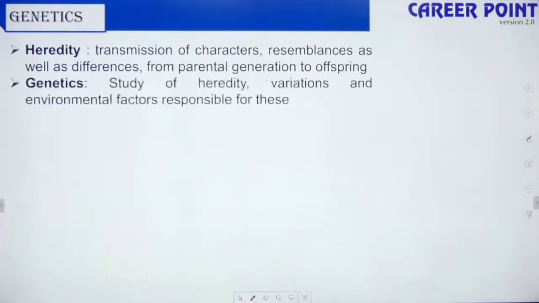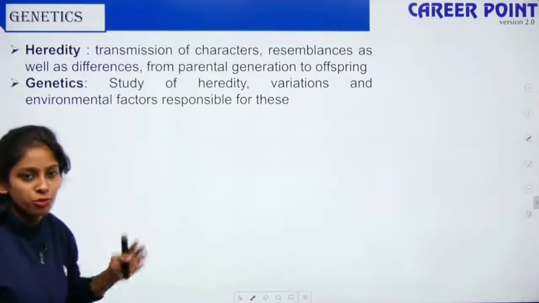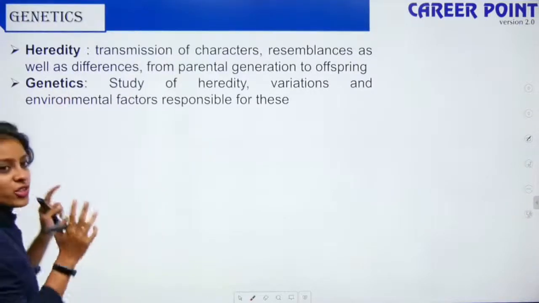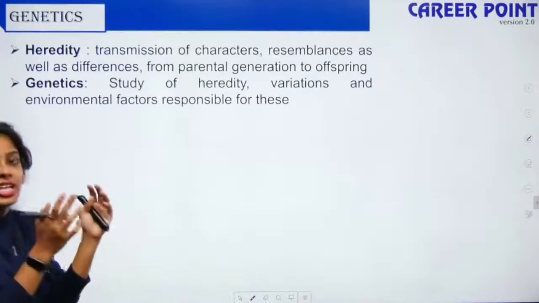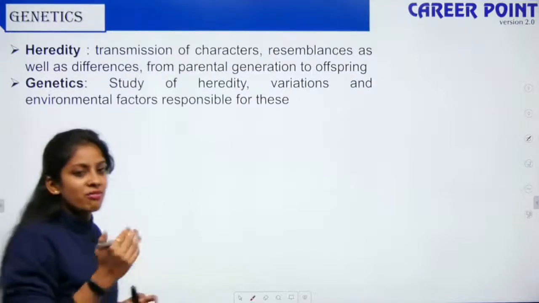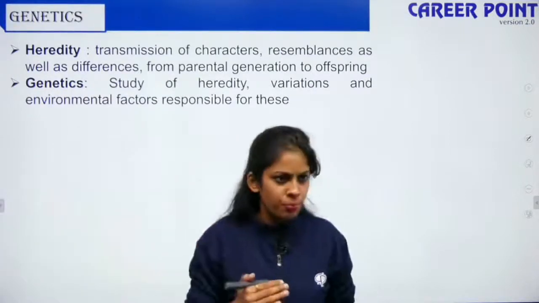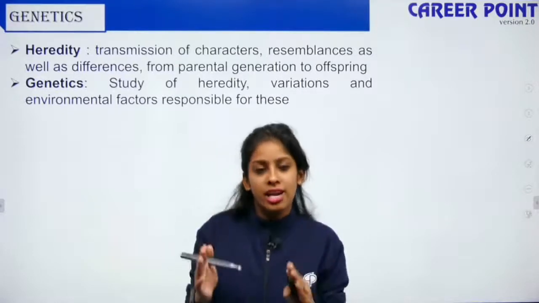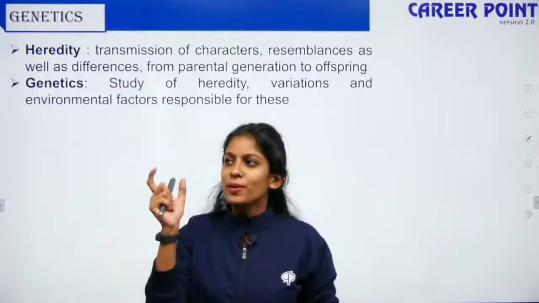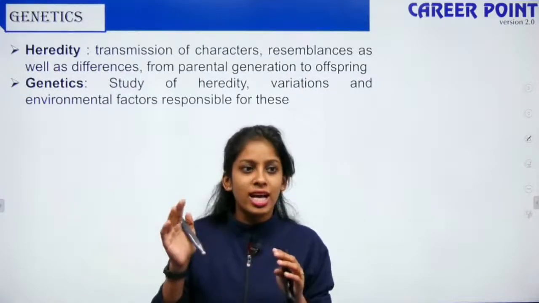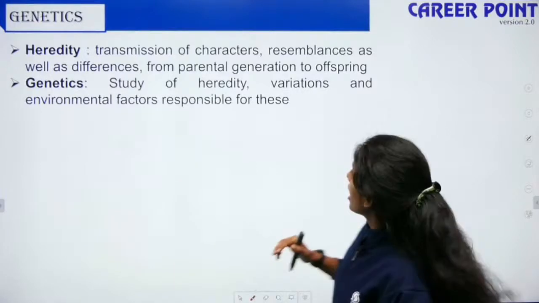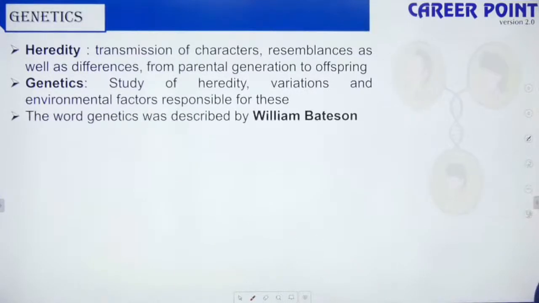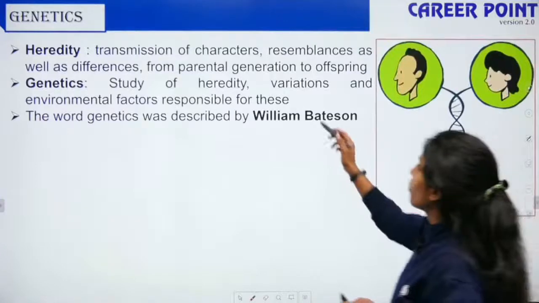So then, how is genetics different from hereditary? Genetics is the study of hereditary, variation and environmental factors responsible for these. So hereditary and genetics are two different things. Hereditary is the resemblance of characters. If I have straight hair, I can say it is hereditary. My mother had it, my grandmother had it, so I have this hair. The study of this hereditary is known as genetics. Please get these synonymous terms clear so that you do not get confused with the basics. All right, moving further, the word genetics was coined by William Bateson.